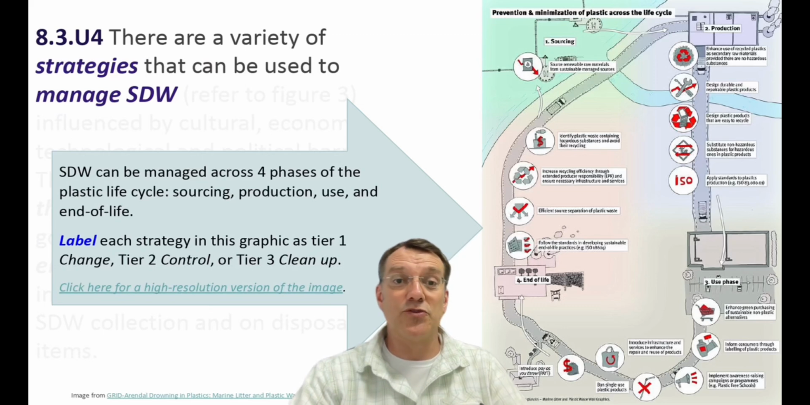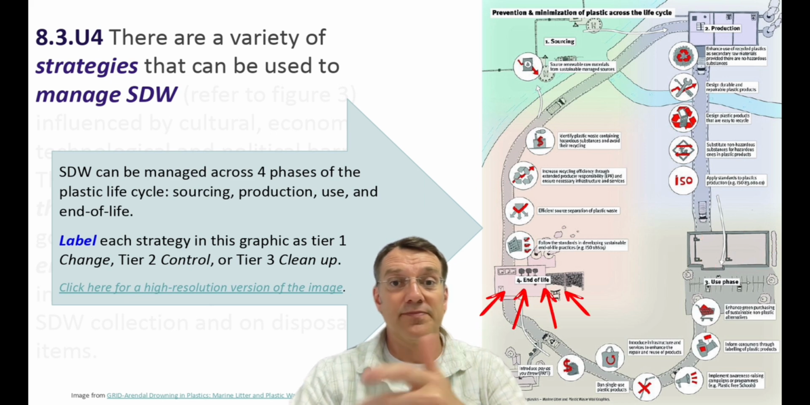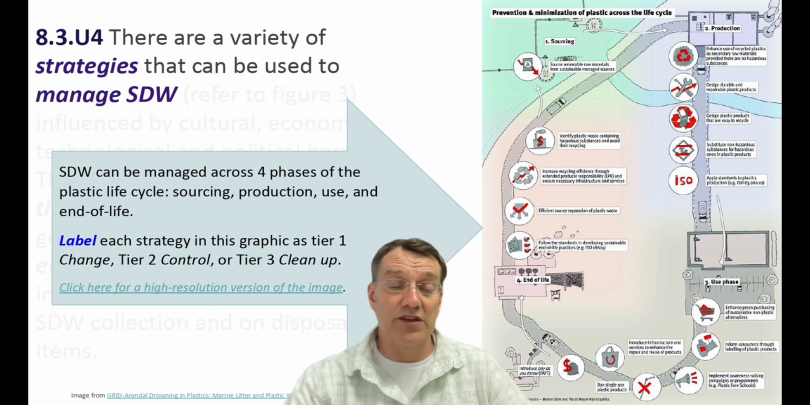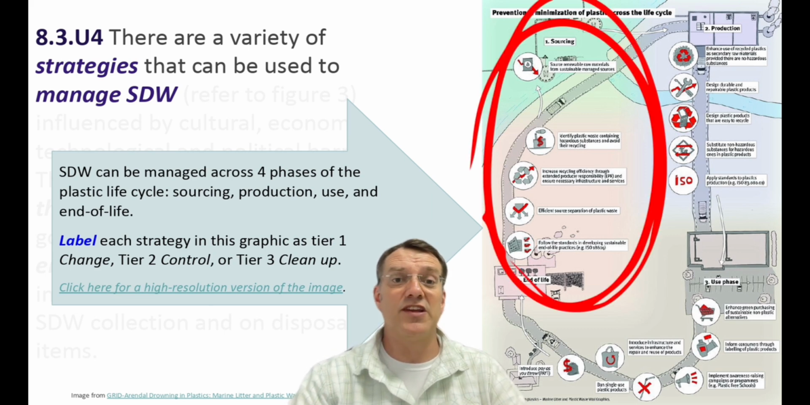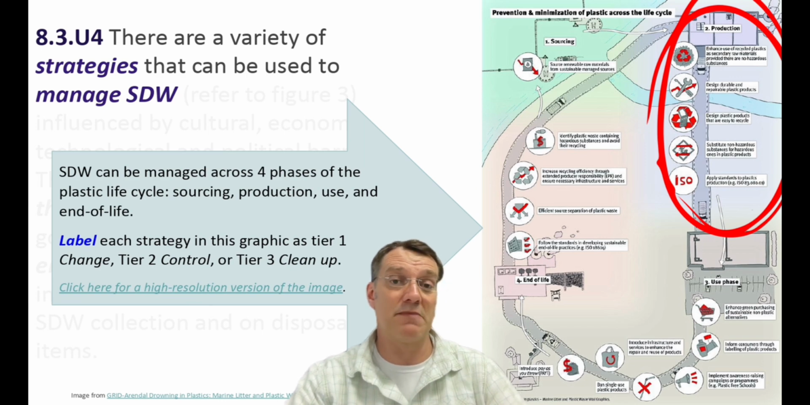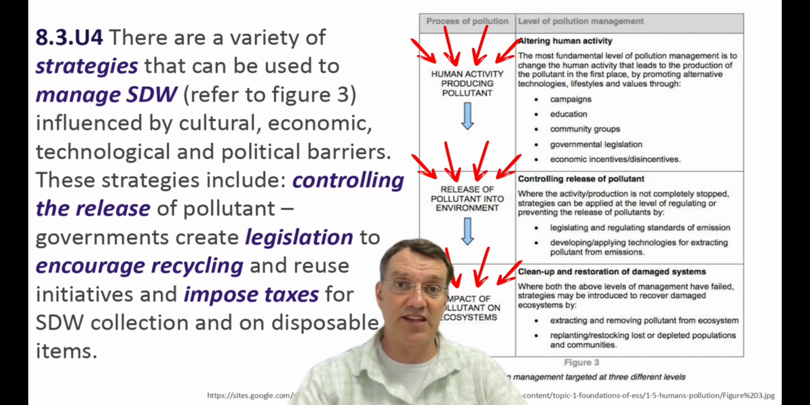This detailed graphic shows pollution management across four phases: sourcing, production, use, and end of life. Each phase contains specific strategies. For example, sourcing strategies include renewable materials, while production focuses on efficient manufacturing. These connect to the three management tiers from the previous slide.